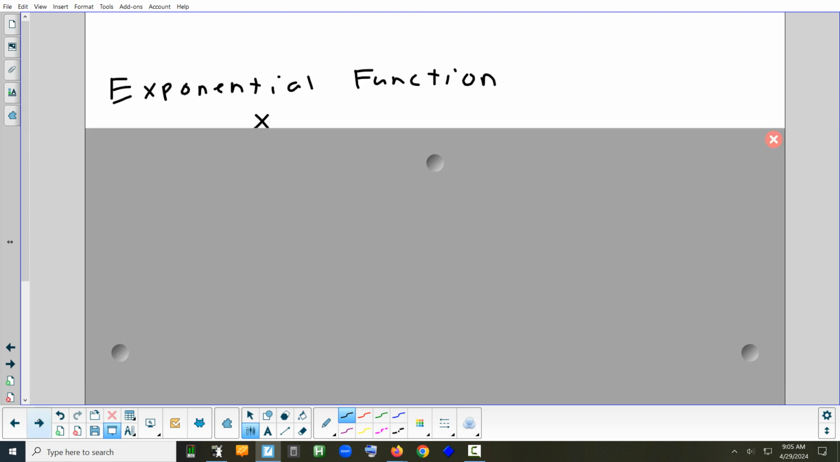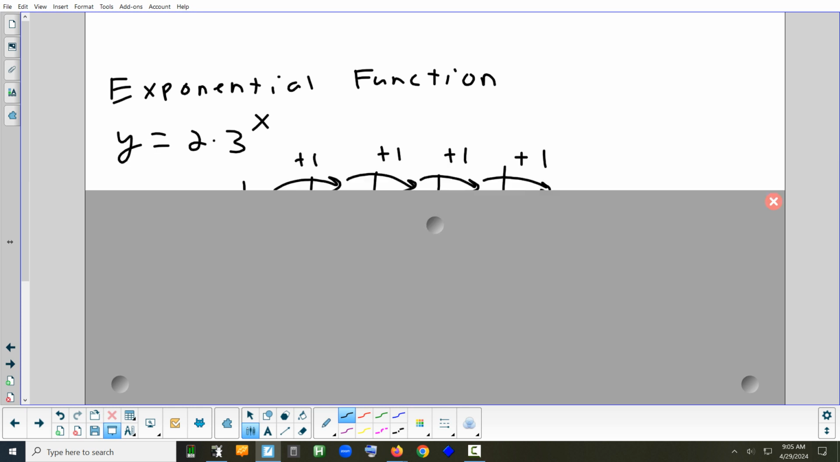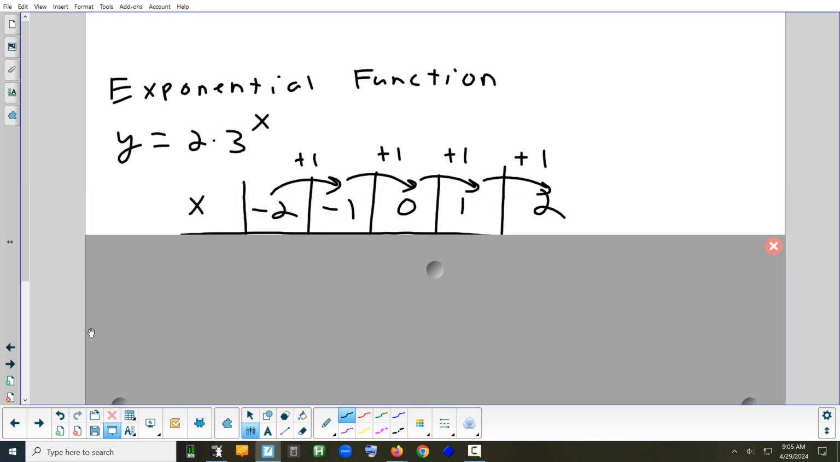All right, now let's look at something exponential. I've got 5 numbers that I picked, -2 to 2. And I'm going to plug them in one at a time and see what I get. What's the first x value they want me to plug in? -2. So we're going to do 2 times 3 to the -2.